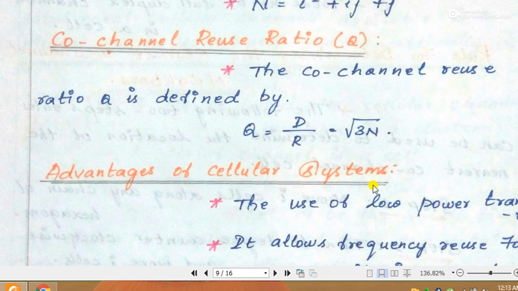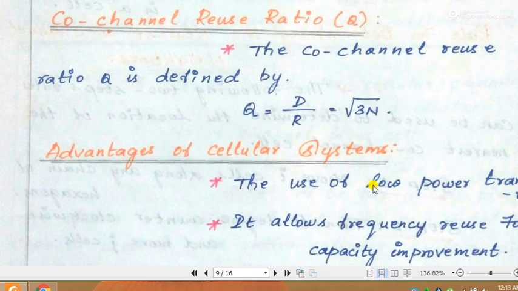And the co-channel reuse ratio. The co-channel reuse ratio is defined as D by R, or root 3N. If you know the number of cells in a cluster, we can easily calculate the co-channel reuse ratio.